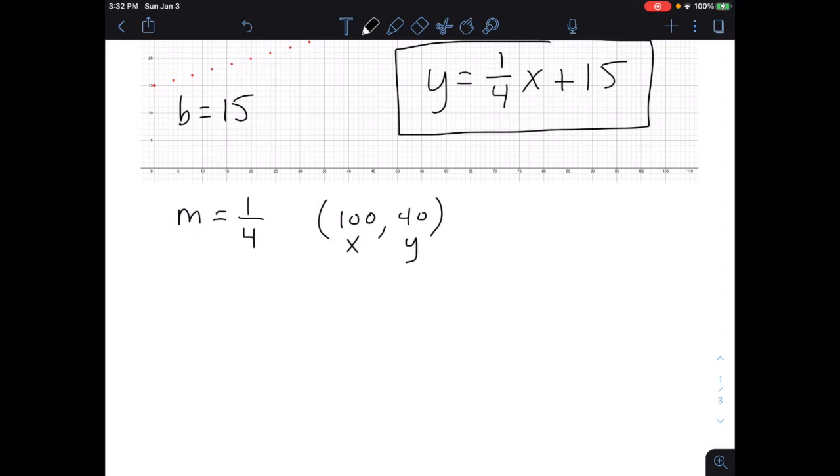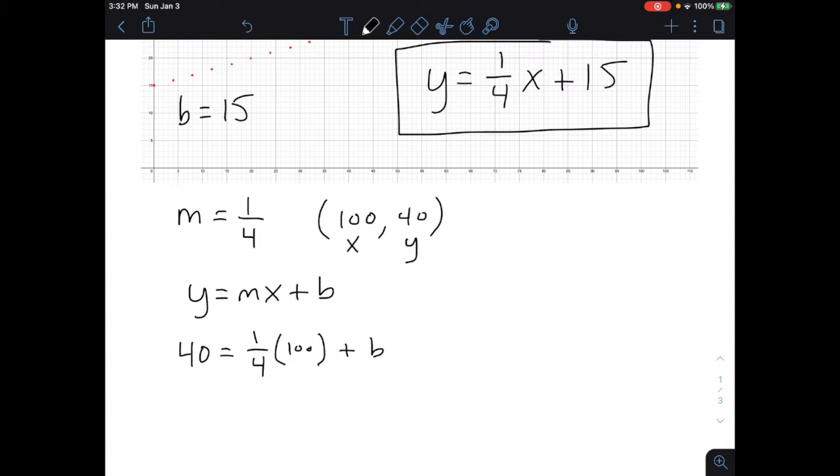And all I'm going to do is take the equation y equals mx plus b, and I'm going to plug in the m, the x, and the y. And you'll see that the only thing that I didn't plug in was the b. So I'm going to be able to find the b by doing this. And so the y is 40, so I'm going to put a 40 here. M is 1/4. X is 100, and I'm going to put it in parentheses just because it keeps things nice and neat. And then I do plus b.